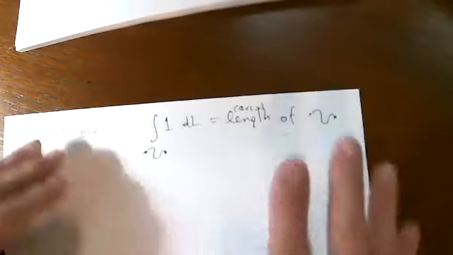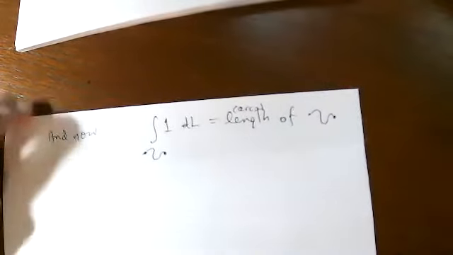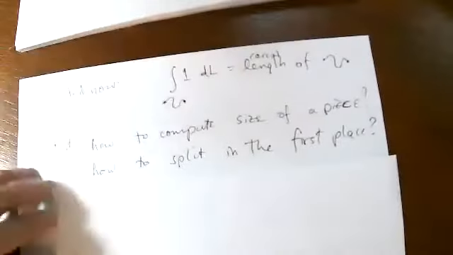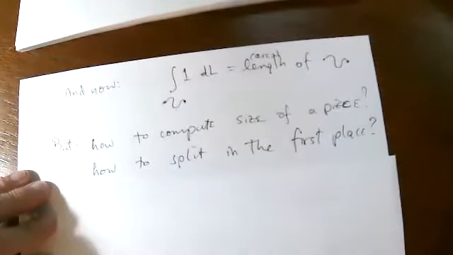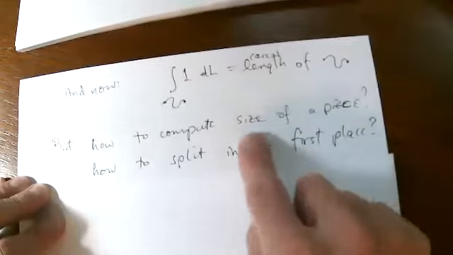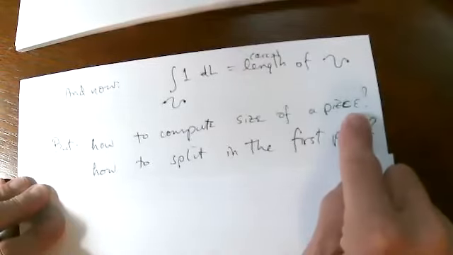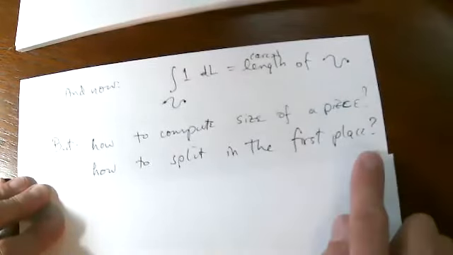So that's fine as far as the interpretation of this thing goes, but we do have this question of how exactly are we going to do the computations? I mean, along the way, how are we going to measure the size of a piece? And for that matter, how do you split the curve up into pieces in the first place?